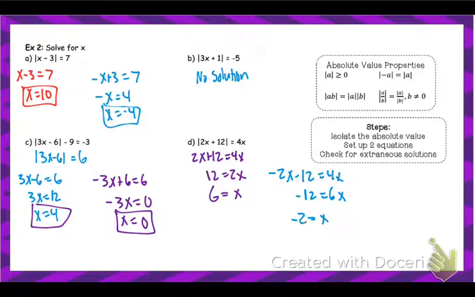And there's another possible answer. All right, plug in 6. That one does work. If I plug in negative 2, without even solving the whole thing, I can tell that negative 2 is not going to work.